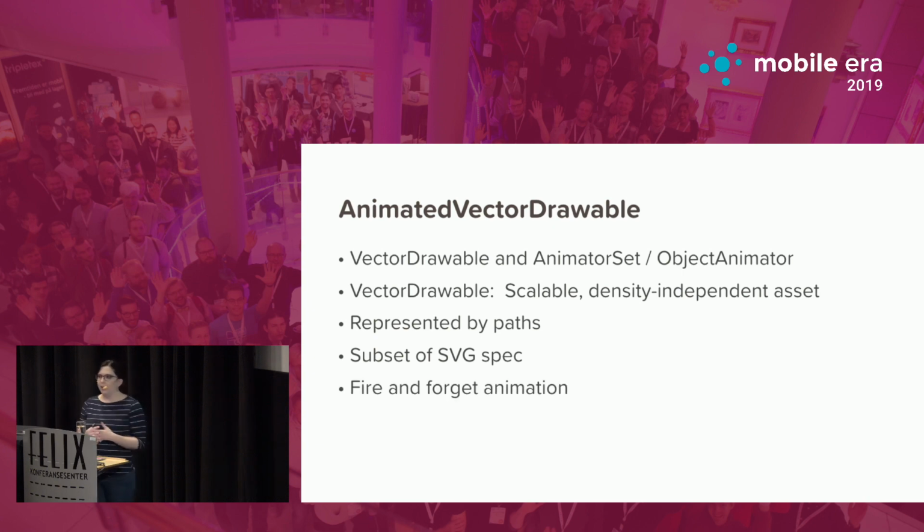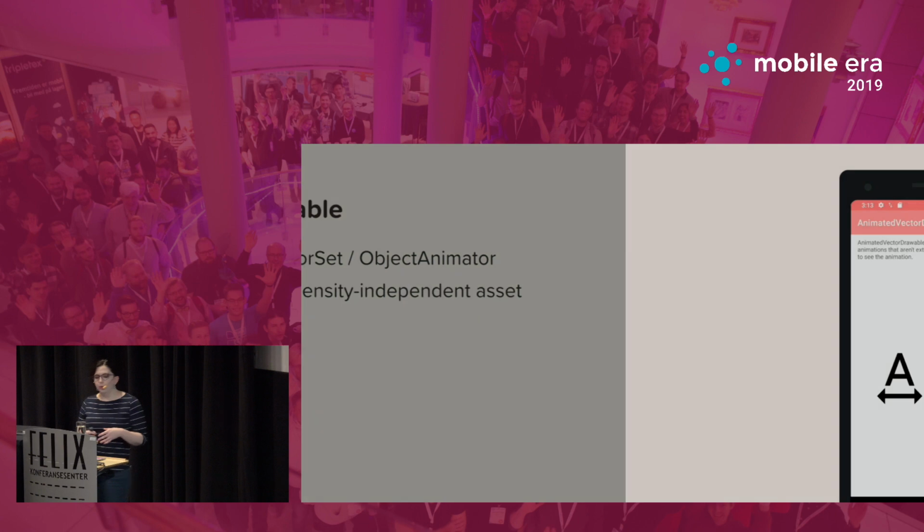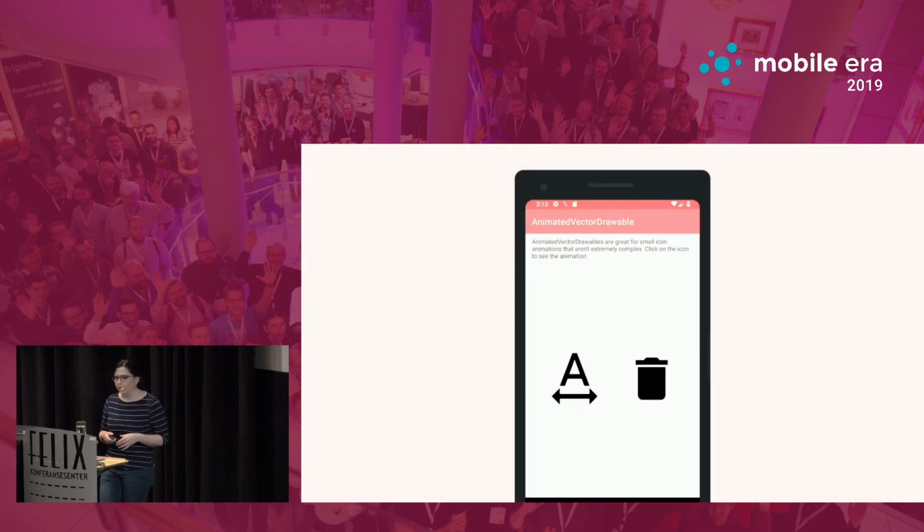One thing with animated vector drawables is that they're a fire and forget animation. This means you can't pause it at a certain point. Once you start it, it has to finish, or run to completion. You also don't get notified of its progress, so you can't set a certain progress at a certain point. So they're very good for small little icons that you want to animate.